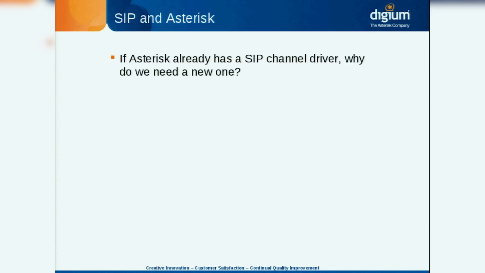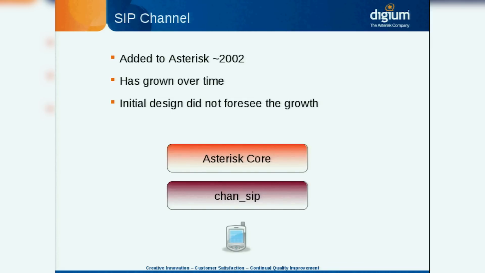Okay, so if we already have a SIP channel driver, why do we need a new one? I can connect a SIP device to Asterisk. It works, right? Okay. So the existing SIP channel in Asterisk was added to Asterisk in roughly 2002, and that's the best approximation I have by looking at the very vague subversion logs at that time frame. And it has grown a lot over time, and SIP has grown over time.